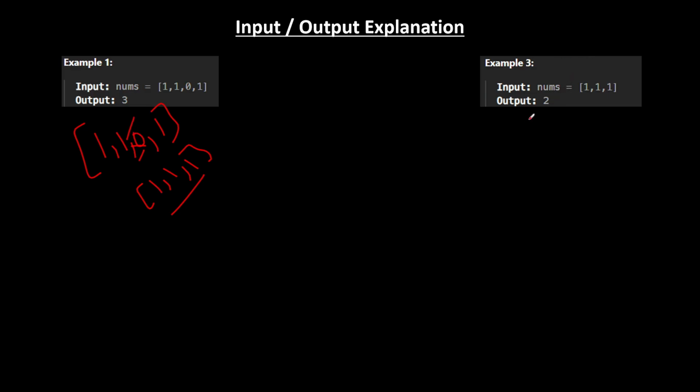And in this case, if you see, we have 1, comma 1, comma 1, but output is 2, right? But the length should be 3. Why is it 2? As I said earlier in the explanation also, if all the values in the array are 1, then you have to return n minus 1. That's all. I hope you understood this. Now let's move to the next slide.